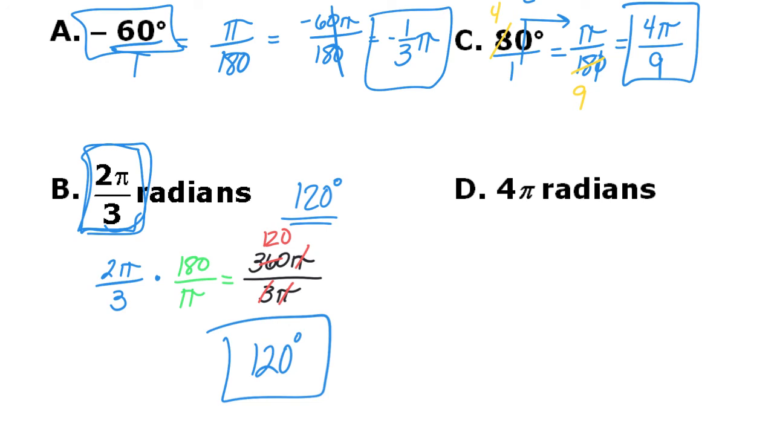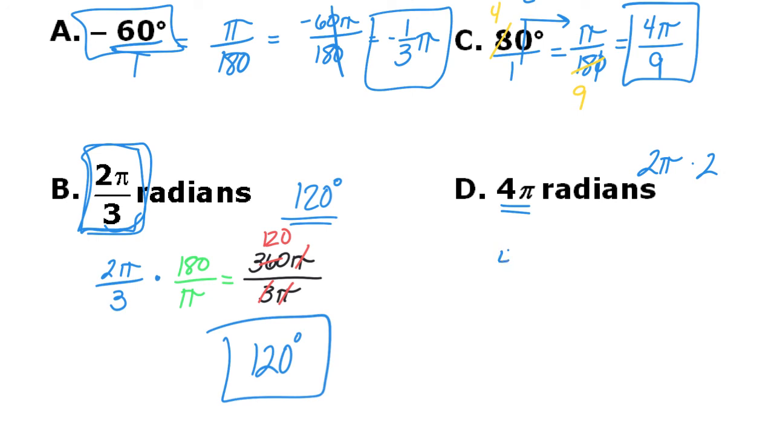And then lastly, we've got the 4 pi here. Well, remember a full rotation is 2 pi. So this is the equivalent of 2 full rotations. So if you're pretty good with your rotations here, 360 is 1 rotation. Double that, you have 720 degrees. But we can also do it this way.